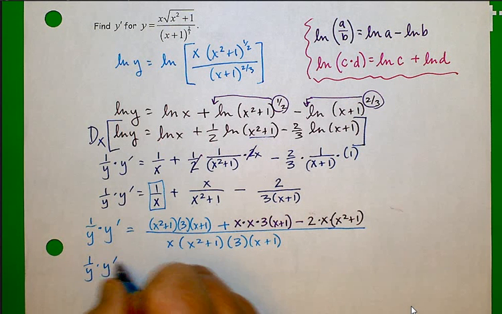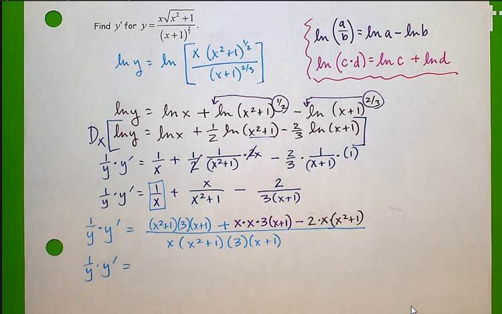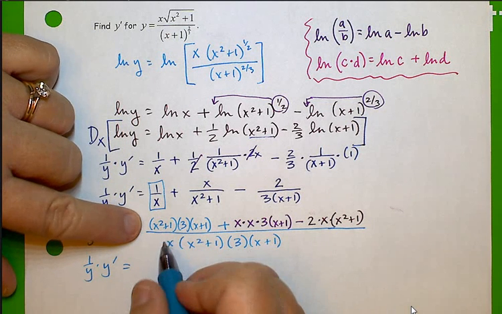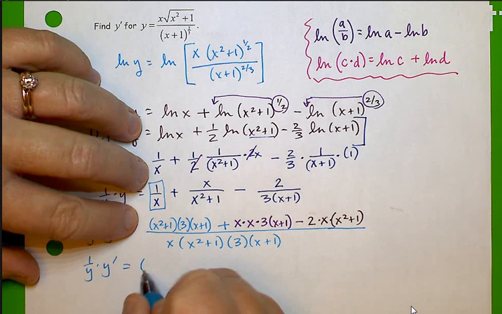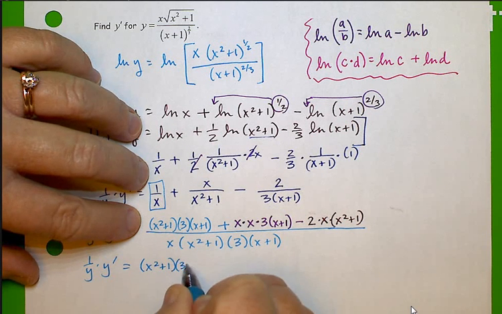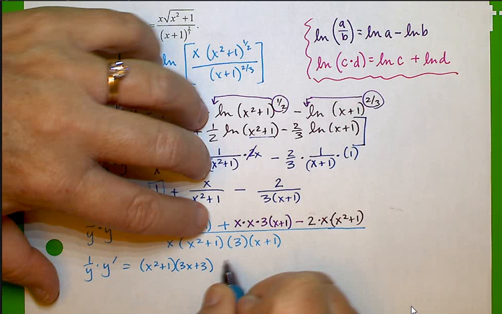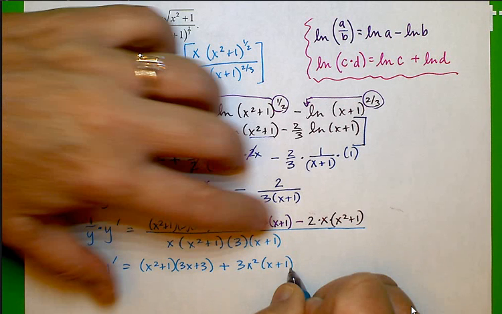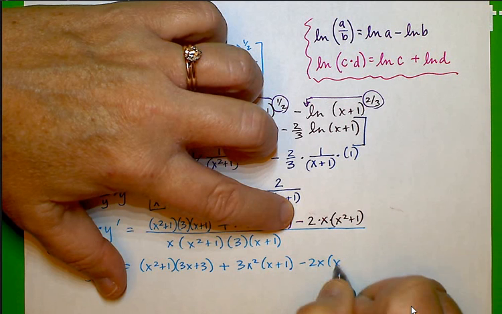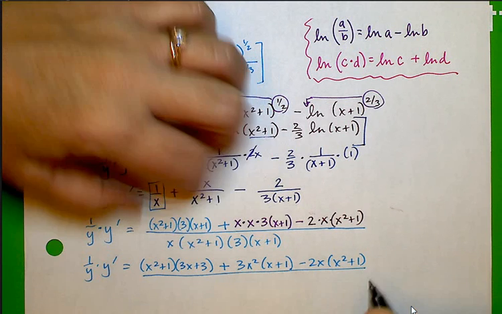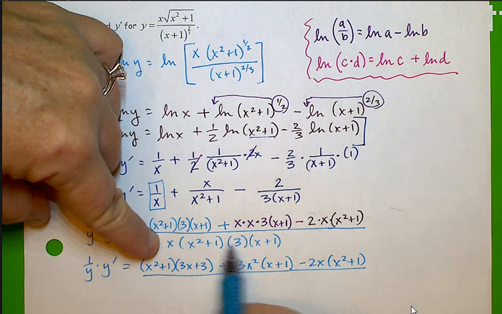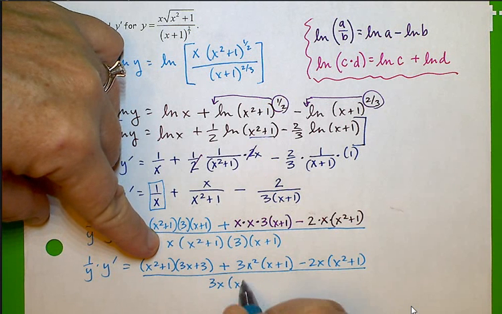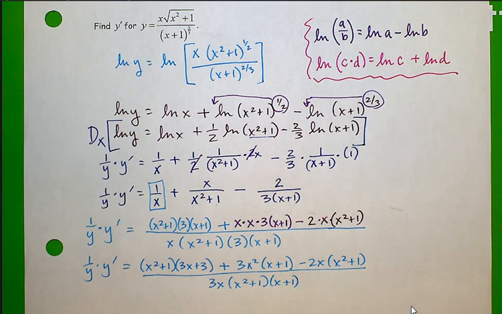I'm actually going to have to multiply through some of these things here, so let's see. X squared plus 1 times 3x plus 3, plus 3x squared times x plus 1, minus 2x times x squared plus 1, all over this common denominator. I'm going to clean up the common denominator. Let's put the 3x in front. X squared plus 1, x plus 1. Don't multiply through in the denominator. I do need to multiply through in the numerator because I have to see if anything can be simplified.